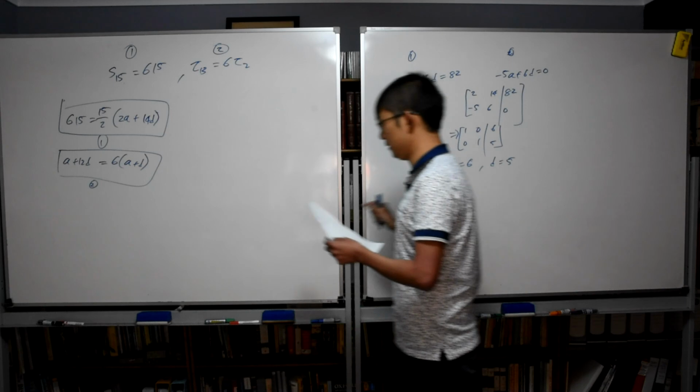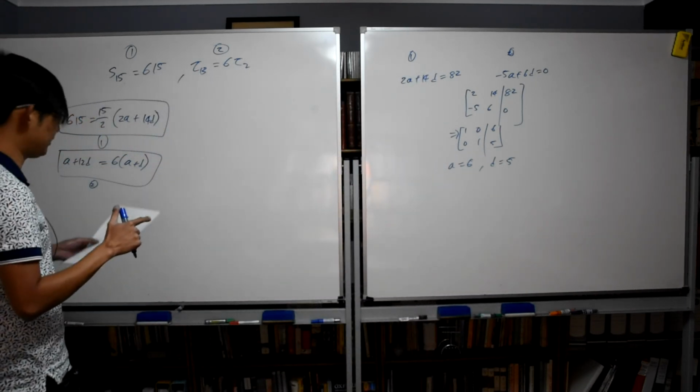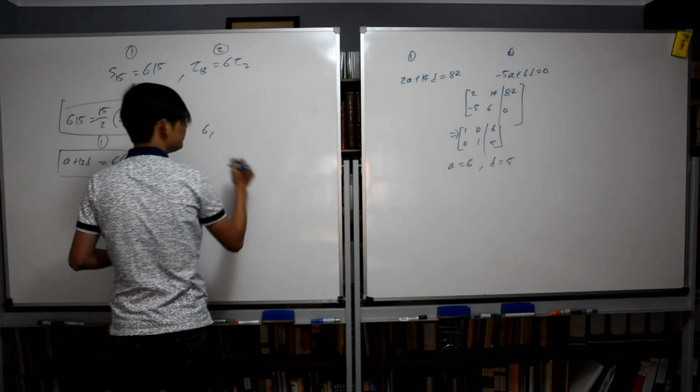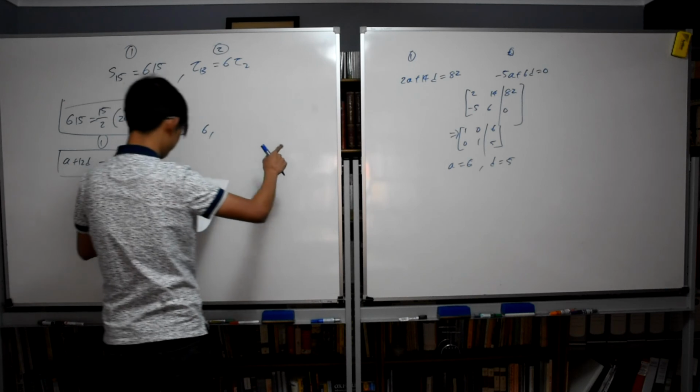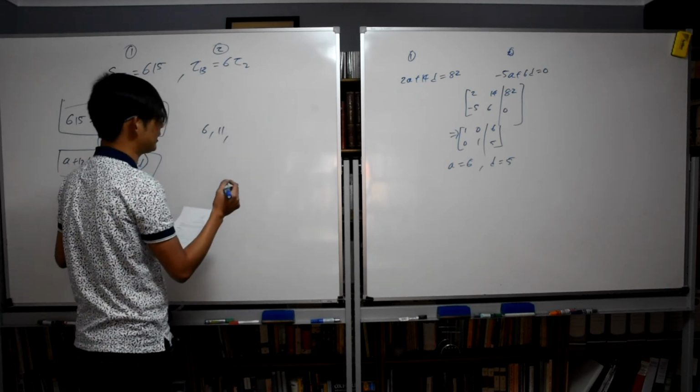With that said, what are the first 3 terms of this series? The first term is going to be 6. The second term is going to be 11. And the third term is going to be 16.